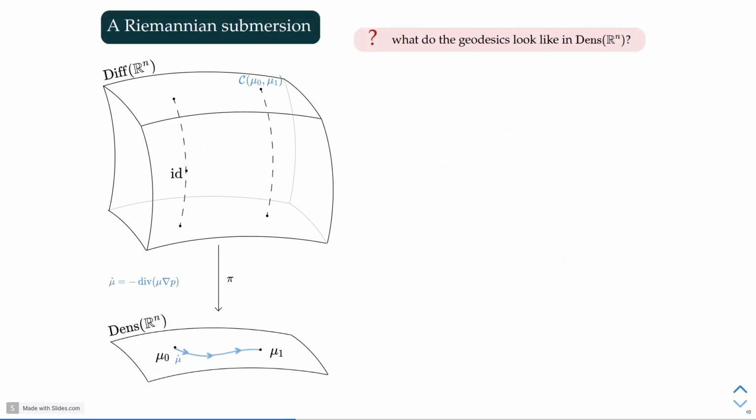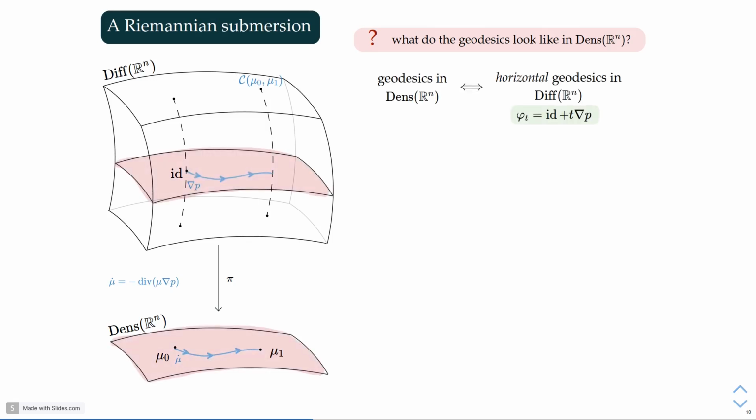The first question is, what do the geodesics look like in the densities? We have a theorem for Riemannian submersions that says the geodesics in the bottom space, the densities, are actually the same as the horizontal geodesics in the top space. And as we saw that the geodesics in the top space are just straight lines, we can say that the horizontal geodesics in diffeomorphisms are just of this form: the identity plus t times a gradient. So these are geodesics from the identity, of course.